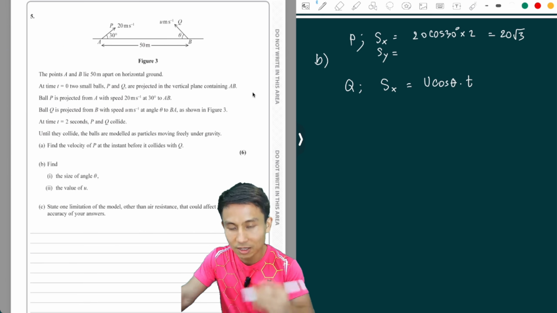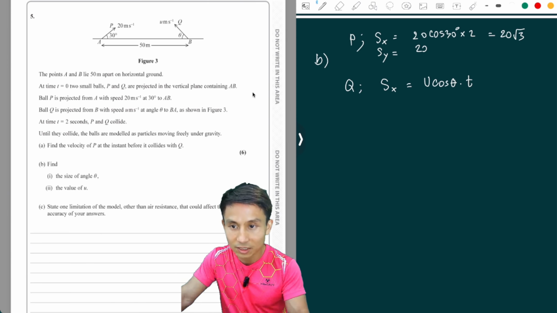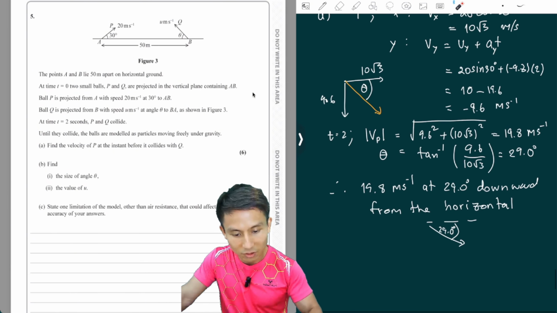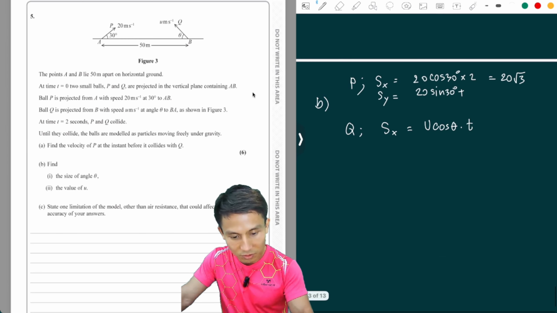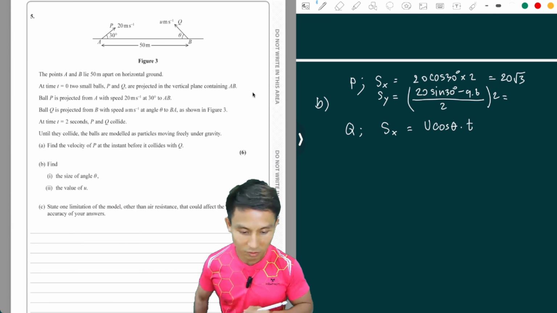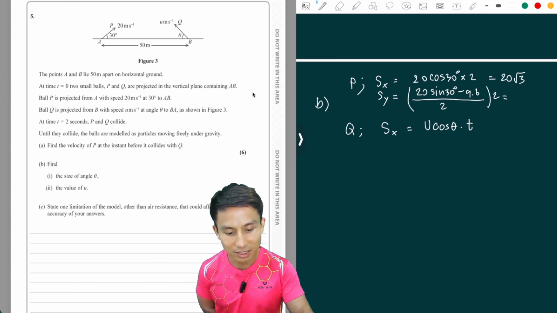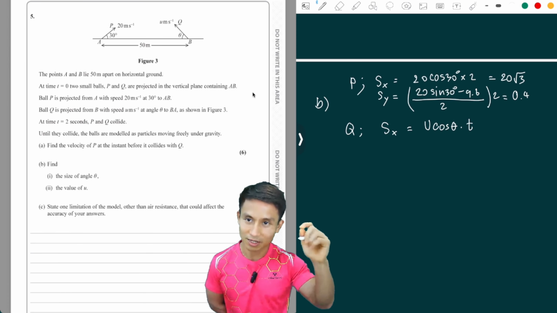And Sy for P will be, well, we can do u plus v over 2 times t. So u is 20 sine 30 again, plus v. Vy was minus 9.6. So I'm just going to do minus 9.6 here, over 2, times t, which is also 2. So the 2s cancel. We get 10 minus 9.6. That's 0.4, right? 10 minus 9.6. So actually it's just gone up by 0.4 meters.